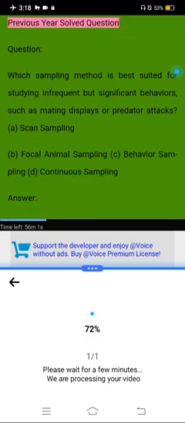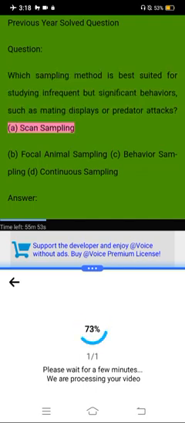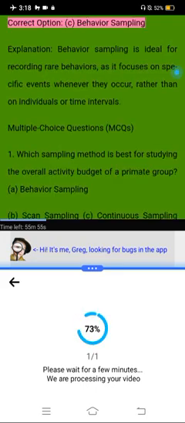Previous year solved question. Question: which sampling method is best suited for studying infrequent but significant behaviors, such as mating displays or predator attacks? A. Scan sampling. B. Focal animal sampling. C. Behavior sampling. D. Continuous sampling. Answer: correct option, C. Behavior sampling.